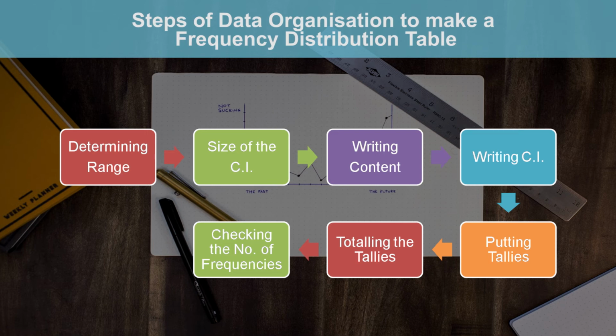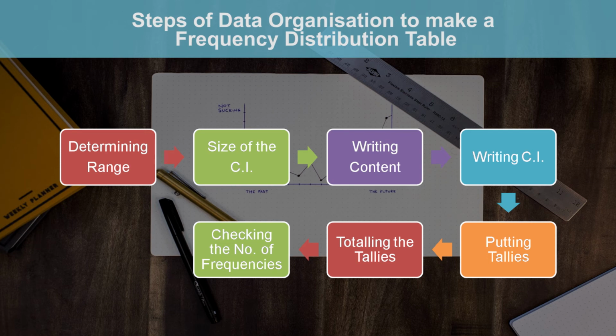You have to make the tally marks. We will discuss what the tally mark is. Then totaling the tallies, so you have to add how many tallies are there. Then checking the number of frequencies. Then you have to add how many frequencies are there. So this is the process. This is the 7-step process. By using this process, you can organize the data and you can prepare a frequency distribution table.